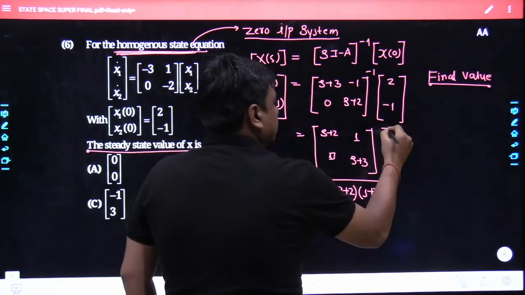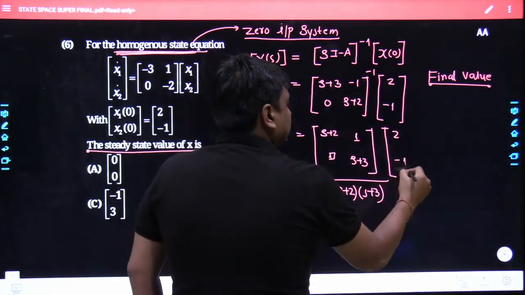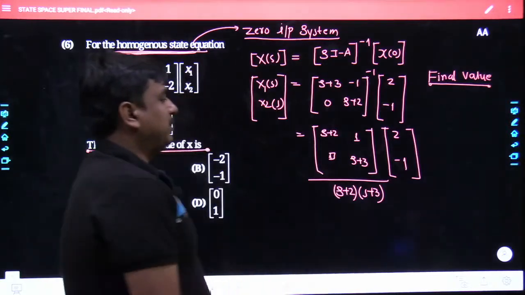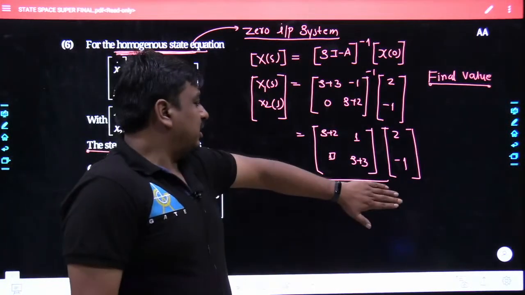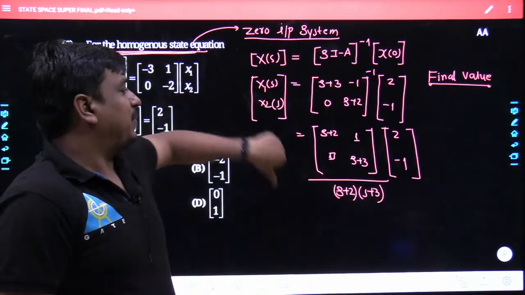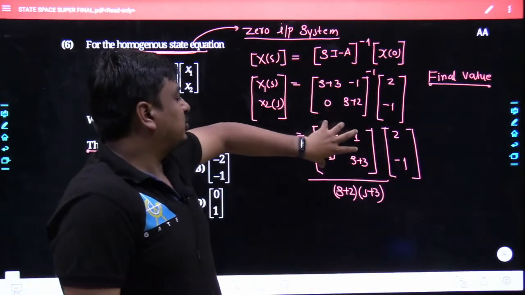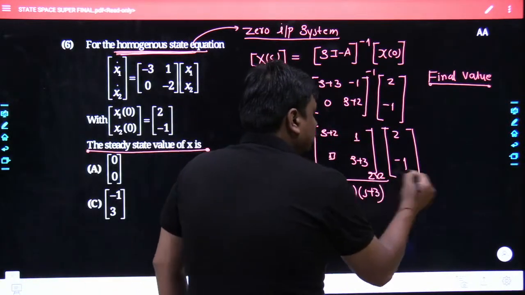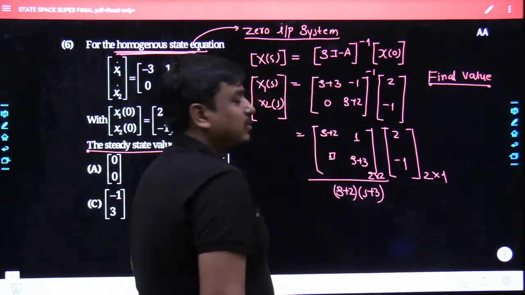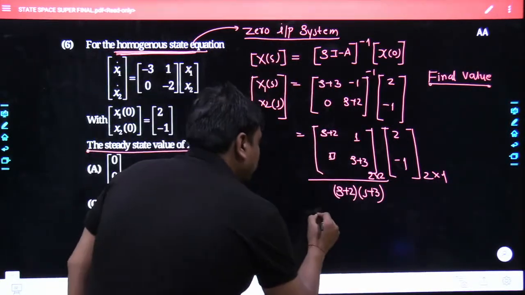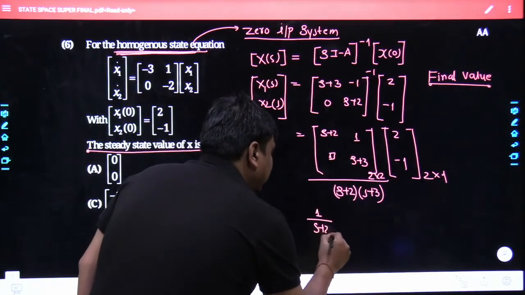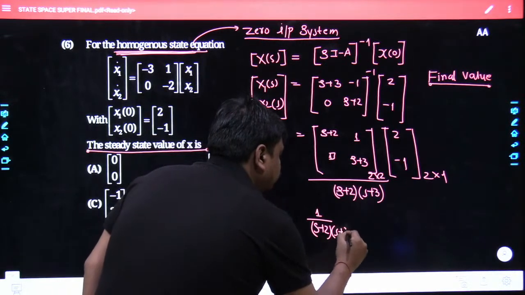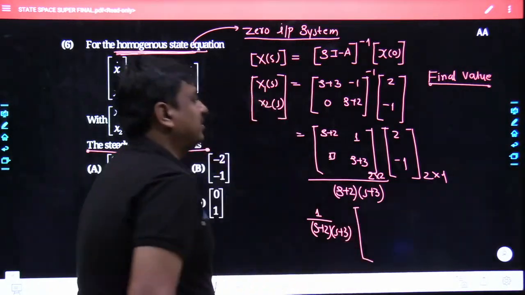Here goes 2 and minus 1. Yes, you can do one thing. You can keep s plus 2 into s plus 3 separately. Just multiply this square matrix with the 2 minus 1. The order of this matrix is 2 cross 1, so their multiplication would be in order of 2 cross 1. So keep s plus 2, s plus 3 out, and just have the multiplication between them.